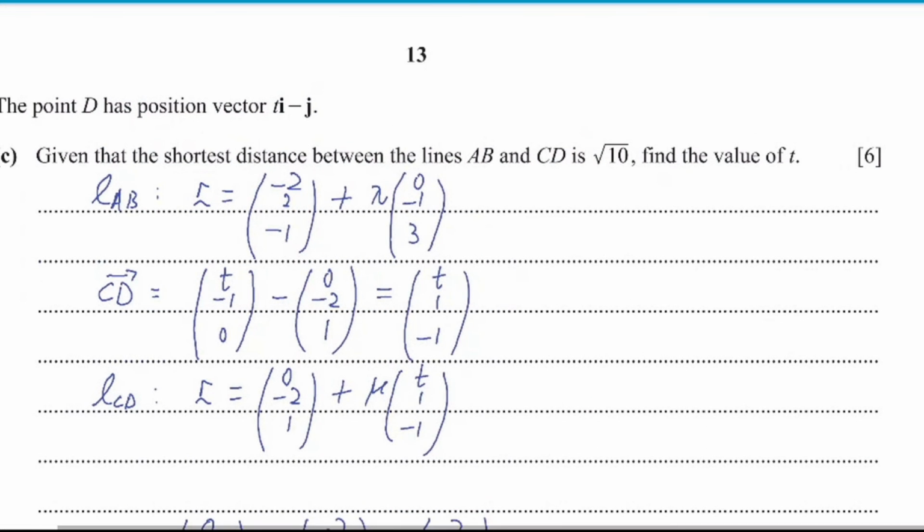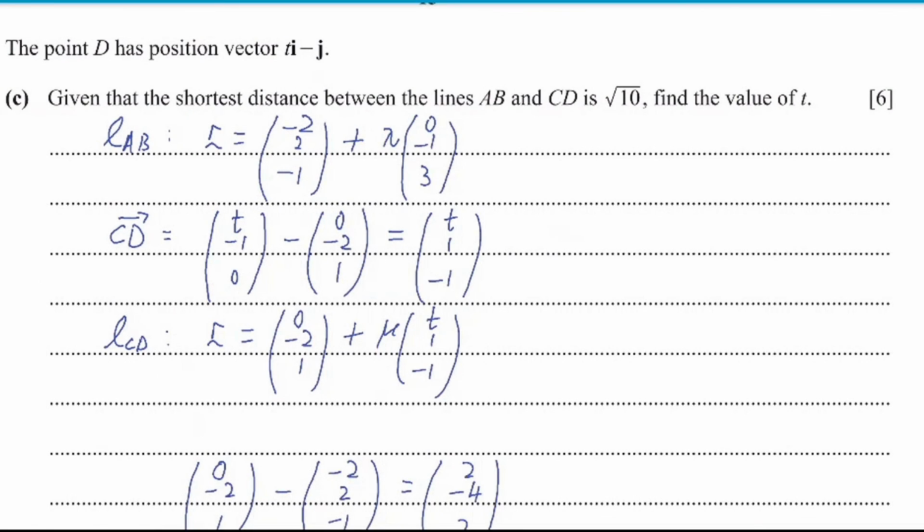Okay, so this is not so difficult as well, just that there is a little bit of algebraic work involved here. The point D has this position vector, t i minus j. The shortest distance between the lines AB and CD is a certain value, find the value of t. So here they mention the shortest distance between 2 lines. We just need to look at the equation of the line first. We didn't do the equation of the line first, right? So we need to do it here. It helps us identify those vectors more clearly.